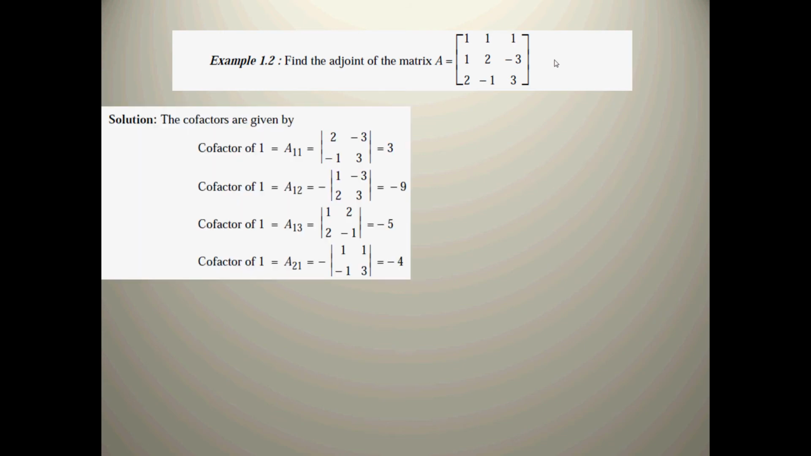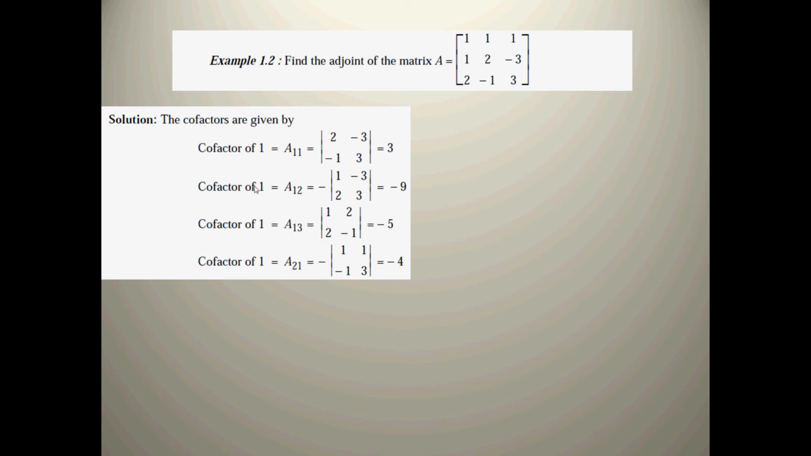Now you can see the cofactors are given by the cofactor of 1, which is represented as A11, capital letter A. This capital A indicates cofactor, with the subscripts 1 and 1. 1 and 1 say that it is the cofactor of the element on the first row and the first column of the matrix A. So you just leave this column, leave this row: 2, minus 3, minus 1, 3. This is a determinant. Evaluate the determinant, you will get 3. So the cofactor of 1 is 3.